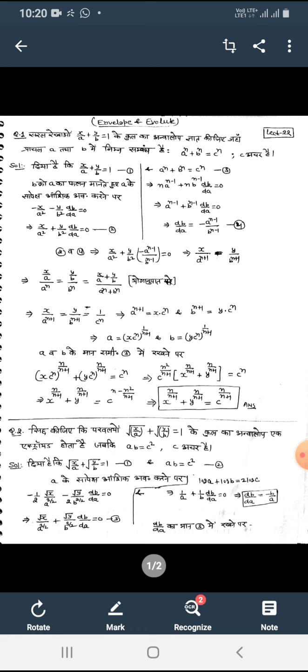and put the value, we find that x upon a raised to power n plus 1 is equal to y upon b raised to power n plus 1 is equal to 1 upon c raised to power n, implies that a raised to power n plus 1 is equal to x into c raised to power n, and b raised to power n plus 1 is equal to y into c raised to power n, implies that a is equal to x into c raised to power n whole power 1 upon n plus 1, and b is equal to y into c raised to power n whole power 1 upon n plus 1.